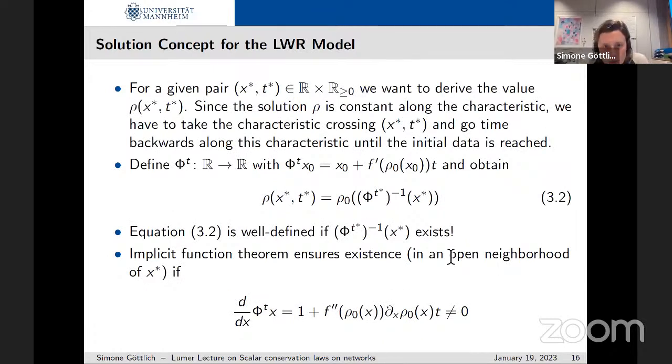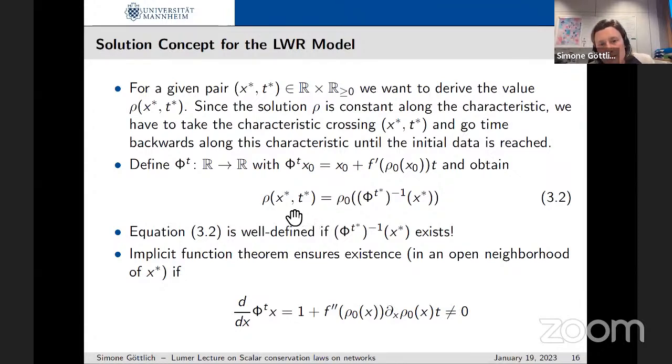So what else should we be aware of? For a given pair, which should be here x star, t star, we want to derive the value rho of x star, t star. Now we know that the solution rho is constant along the characteristic, as we have already seen. That's why we have to take the characteristic crossing x star, t star and go backwards along this characteristic until the initial data is reached. And having this idea in mind, we can define some mapping phi given by this expression here.